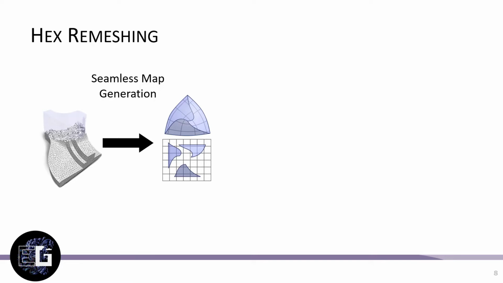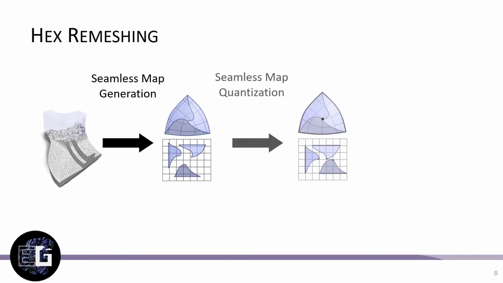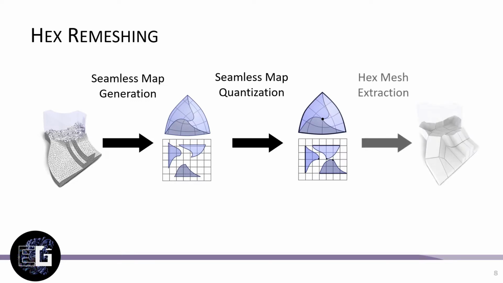This is achieved in another step called quantization, in which the grid lines become continuous and singularities are assigned integer coordinates. This results in the grid lines forming a structured mesh on the object. This integer grid is then extracted as a hex mesh. Hex extraction has already been very robustly solved by Lyon and colleagues.